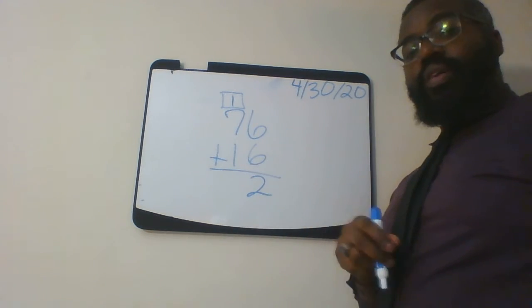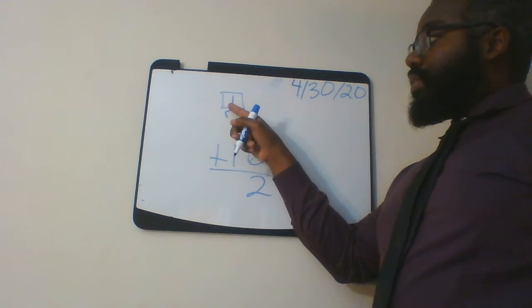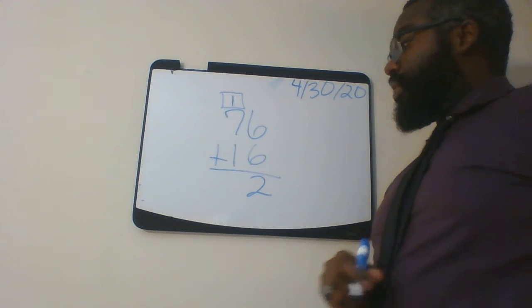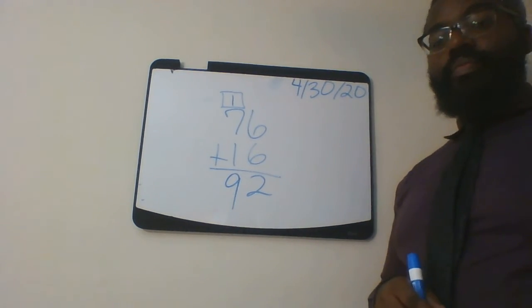What's 7 plus 1? That's 8. Don't forget the one up top. Next, what's 8 plus 1? That is 9. So 76 plus 16 will give us 92.